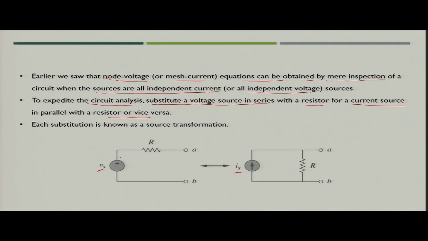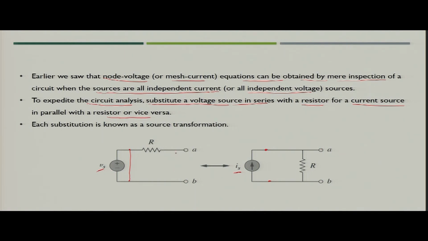Switching off the source means if you have a voltage source, you will simply make it a short circuit, and if you have a current source, you will make it an open circuit. So, if you have a current source, it will be open circuited, and if you have a voltage source, it will be short circuited.